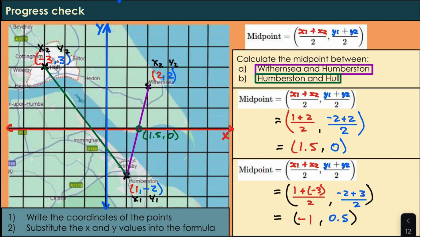Does our midpoint value make sense? Yes, it does, because we can see our midpoint over here where I have my navy blue circle. What is the x value at this point? -1. What is our y value? A half. We simply follow these steps. Number 1, write the coordinates of the points. And number 2, substitute the x and y values into the formula, and we'll get our midpoint every time.